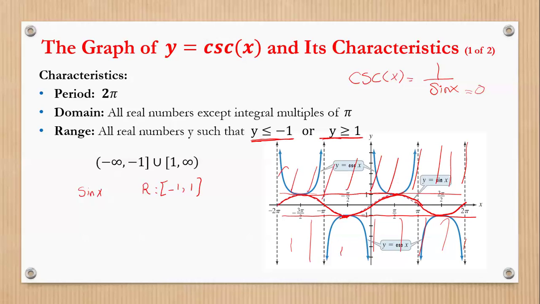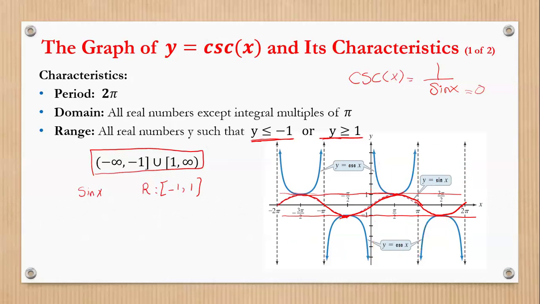And if you want to show it in interval notation, that's the interval notation for the range: all the numbers from -∞ to -1 and all the numbers from 1 to infinity. These are all the numbers that can be in the range of the cosecant.